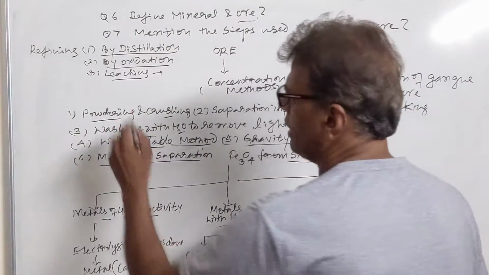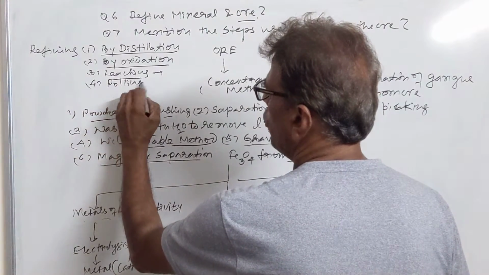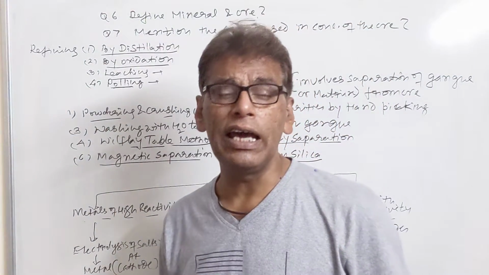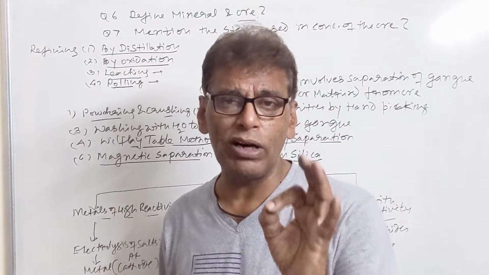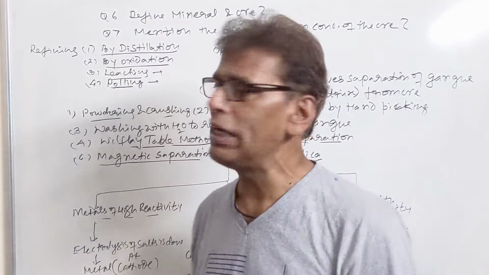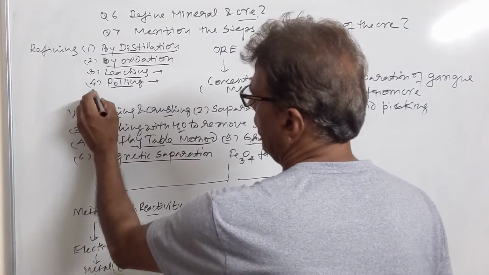So this is leaching. Then we have the fourth technique, which is called poling. The molten metal is stirred with green logs of wood. The green logs of wood supply hydrocarbon gases. These hydrocarbon gases remove the impurities from the molten metal and free the metal in the pure form.